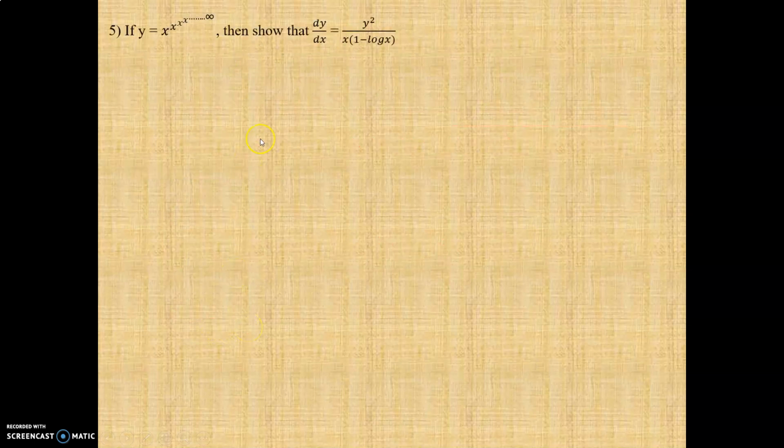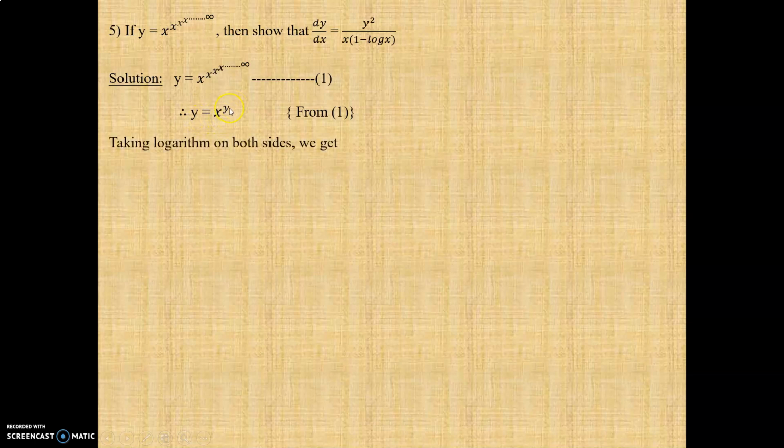Next question is, if y is equal to x raised to x raised to x raised to etc. into infinity, then show that dy upon dx is equal to y square upon x into (1 minus log x). Considering this question as equation number 1, therefore the next step we can write it as y is equal to x raised to y. So taking logarithm on both sides, log y is equal to y log x. Differentiate with respect to x. Log y derivative is 1 upon y dy upon dx is equal to y into derivative of log x is 1 upon x plus log x into derivative of y is dy upon dx.